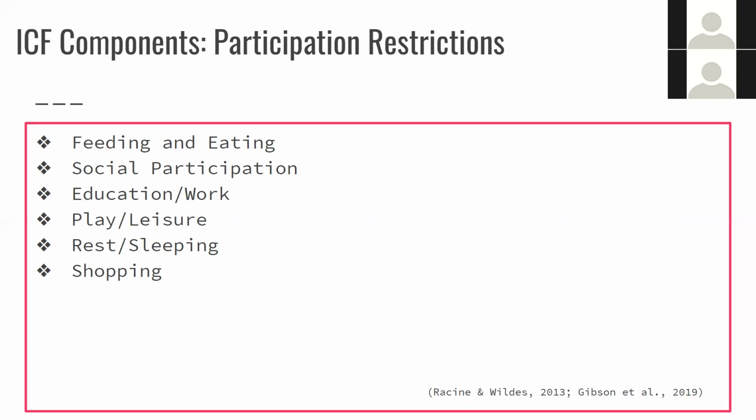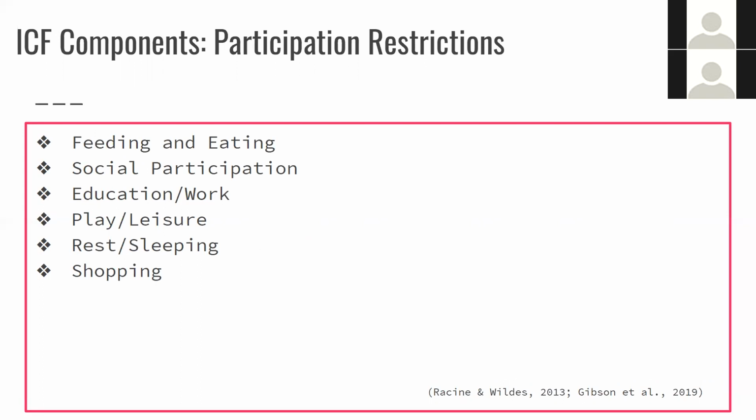So now another ICF component with the participation restrictions. This will include feeding and eating, social participation, education and work, play and leisure, rest and sleeping, and also shopping. Many occupations are affected that are built upon the body structures, functions, and activities that were previously described.